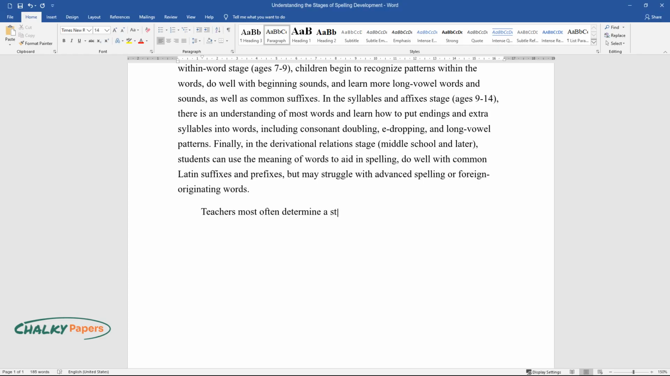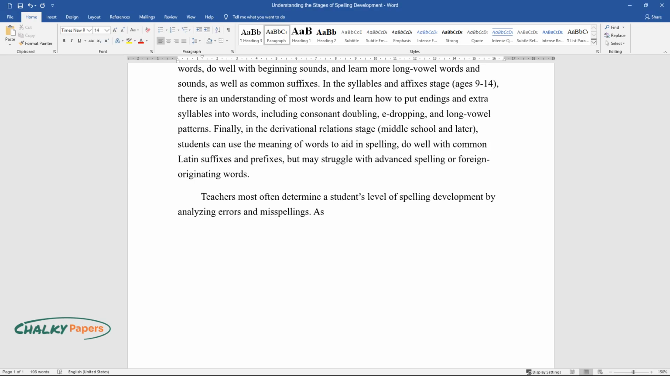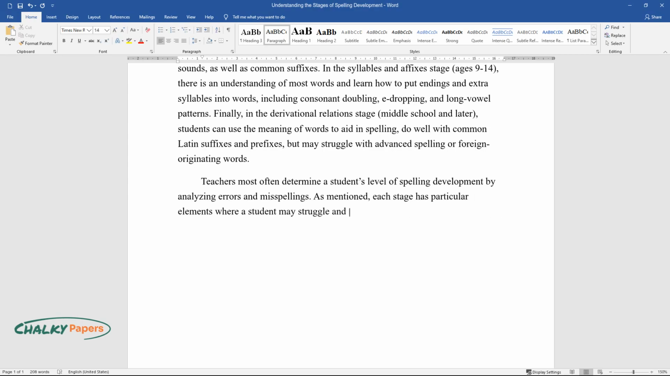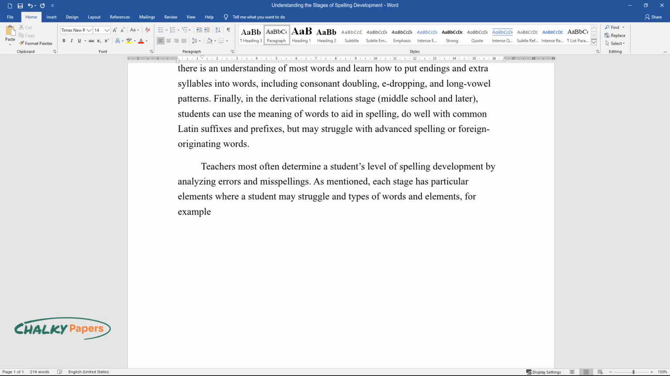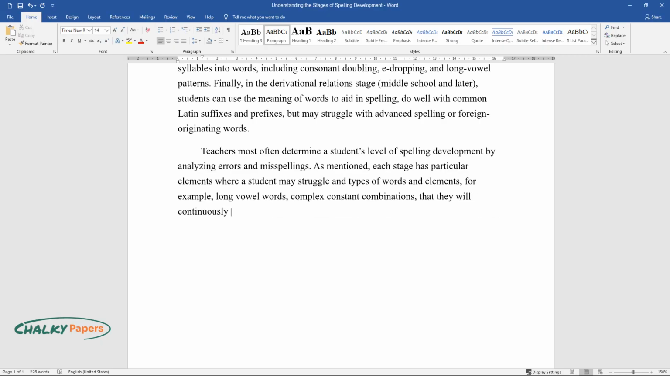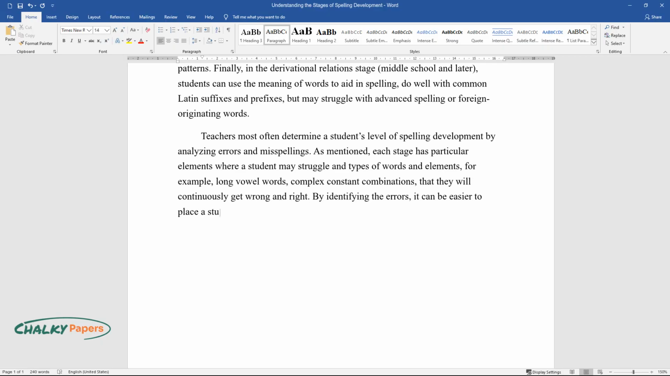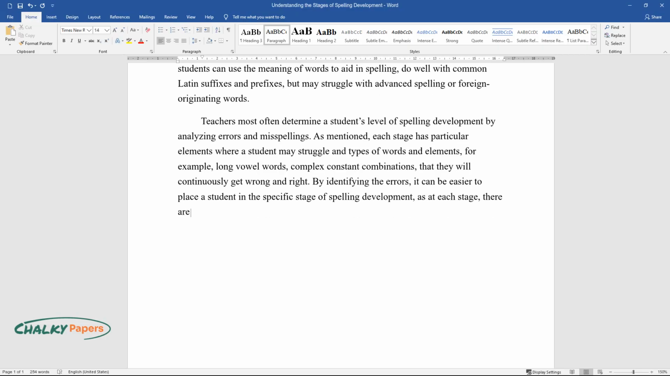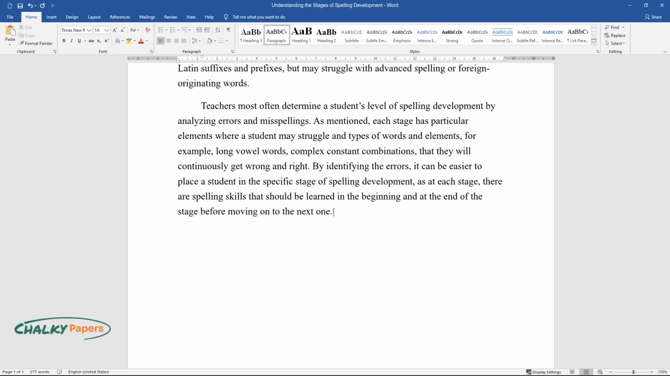Teachers most often determine a student's level of spelling development by analyzing errors and misspellings. As mentioned, each stage has particular elements where a student may struggle in types of words and elements, for example, long vowel words and complex consonant combinations, that they will continuously get wrong and right. By identifying the errors, it can be easier to place a student in the specific stage of spelling development, as at each stage, there are spelling skills that should be learned in the beginning and at the end of the stage before moving on to the next one.